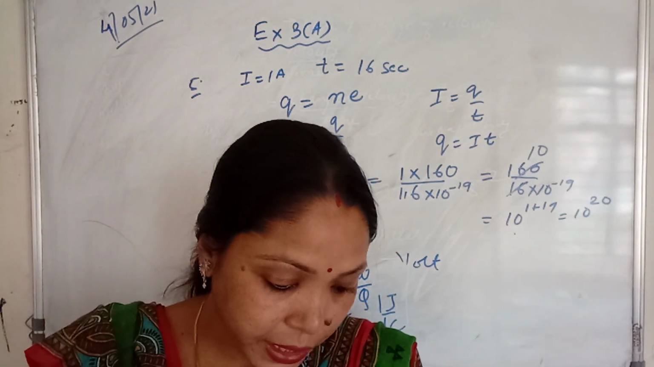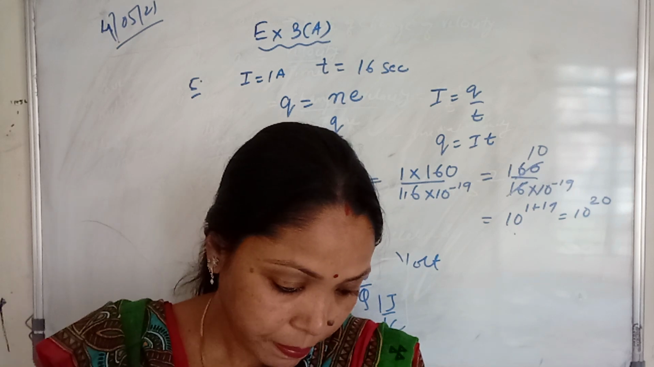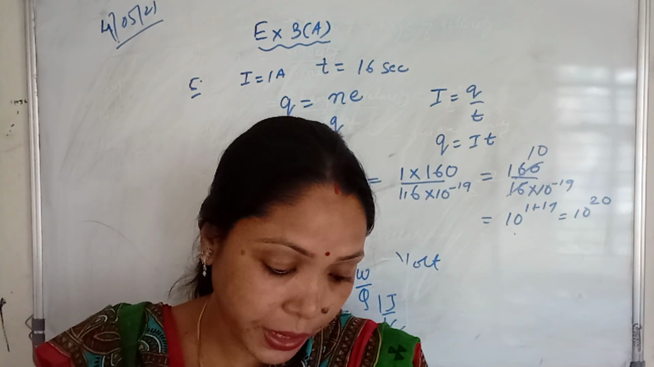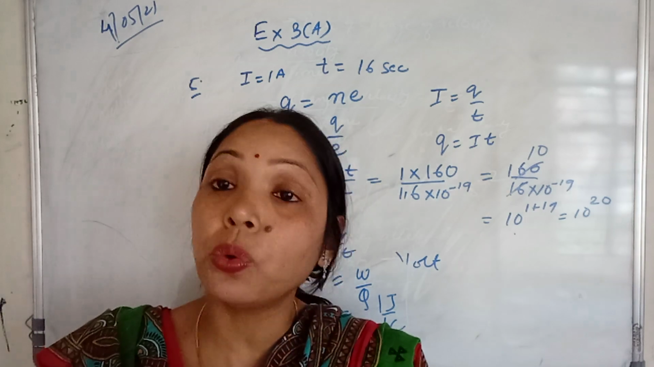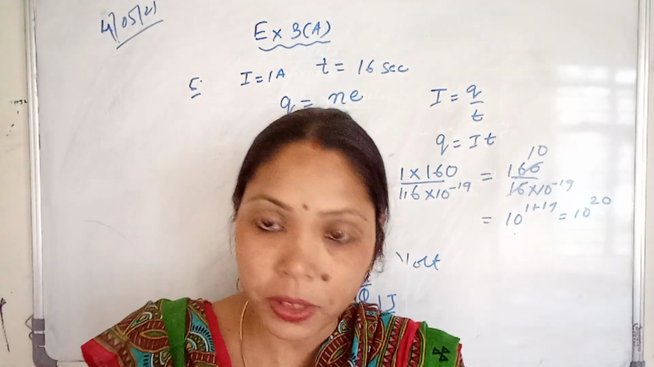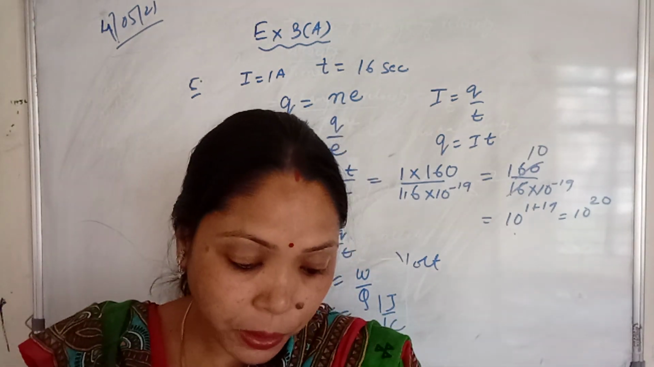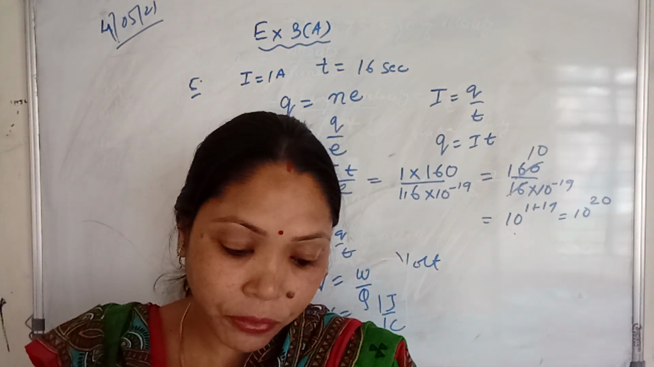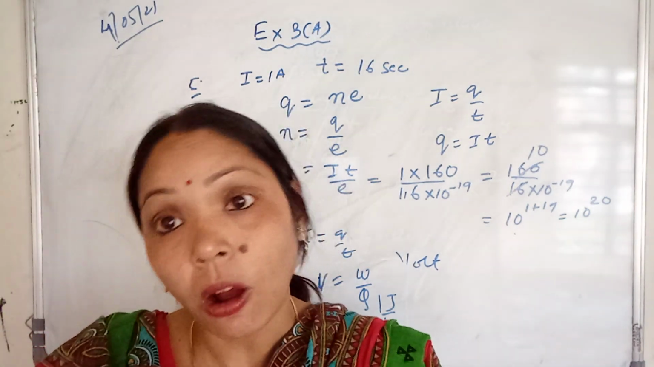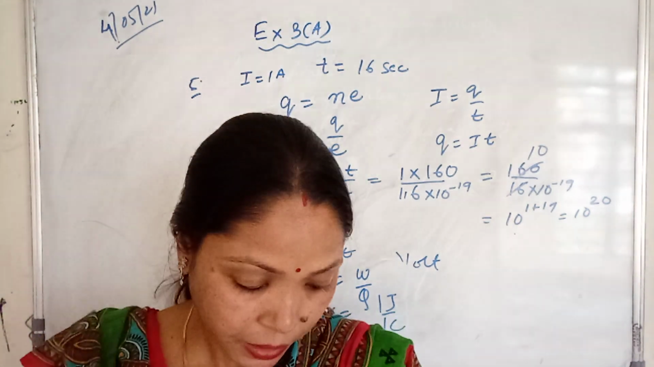How is potential generated in a conductor? Question number 3. What is the name of the unit obtained by dividing joule by coulomb? Again, joule by coulomb is the volt. How is potential generated in a conductor by flowing charges? It is generated by a cell or battery.